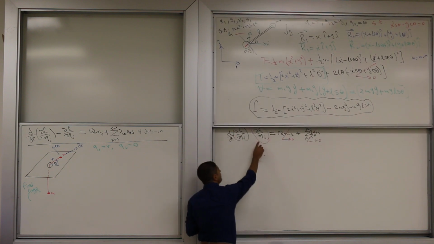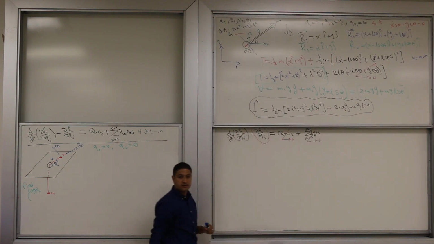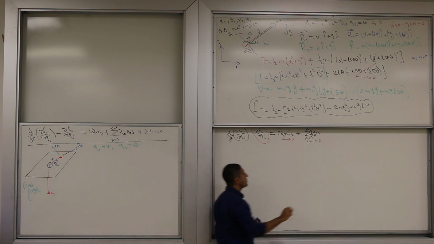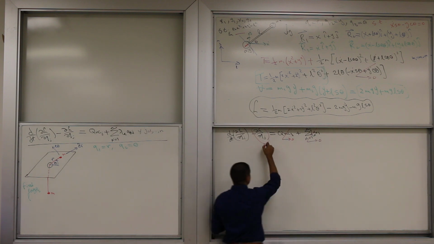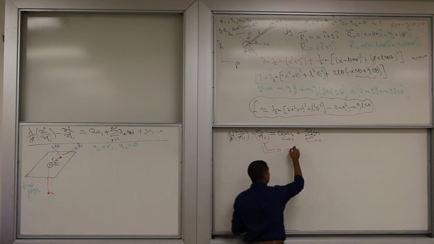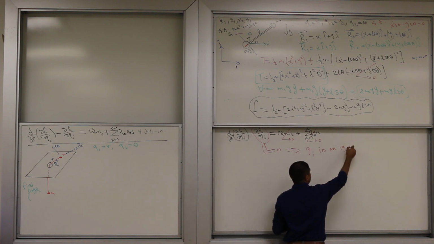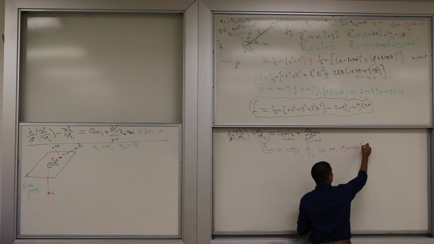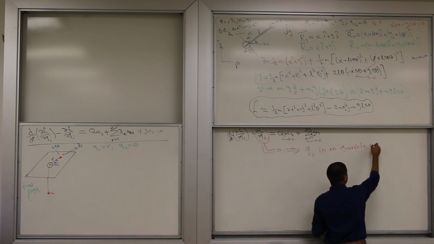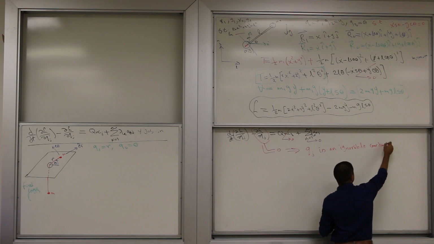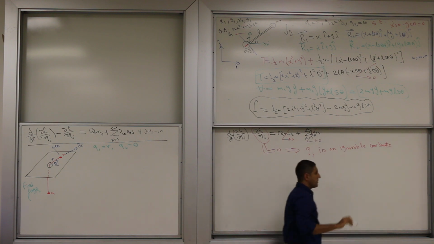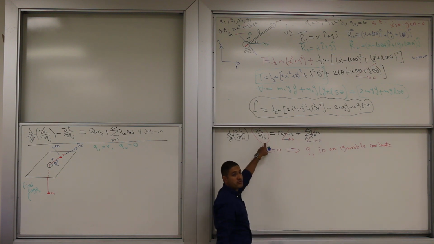So if your Lagrangian doesn't depend on one coordinate, then we call this coordinate an ignorable coordinate. If this guy is 0, we call Qj an ignorable coordinate. It doesn't affect the dynamics. I'm not talking about the velocity, I'm talking about the position. Because the dynamics is always affected by velocities.